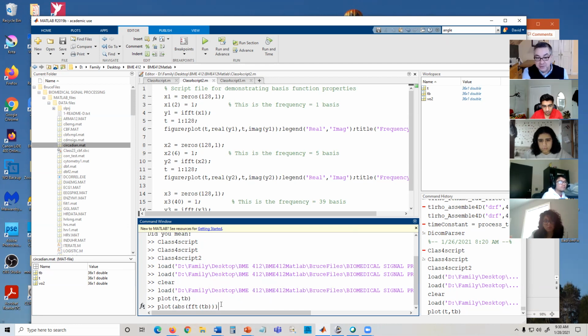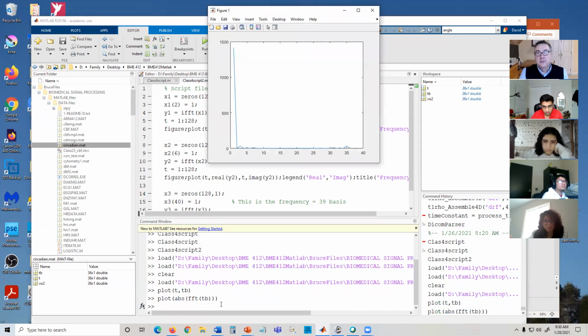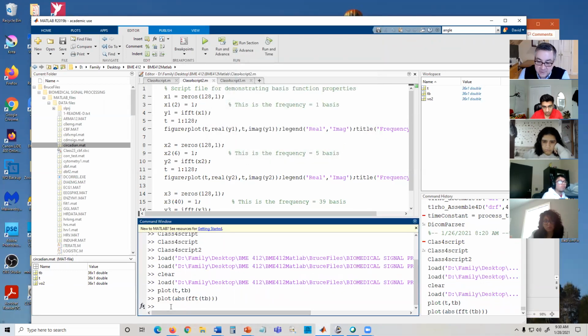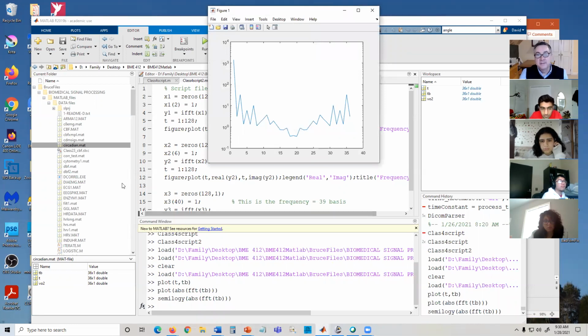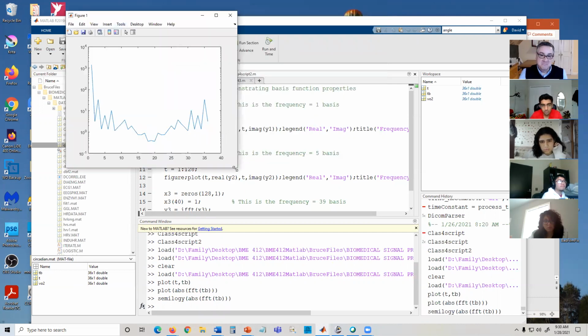Okay, so I'm going to plot the magnitude, that's the ABS function, of the Fourier transform of that data. You know what? I'm going to semi-log y plot that so we can see the details a little better. And this is another thing you will hear me talk about a lot: using appropriate scales for your graphs so that they communicate the important stuff.